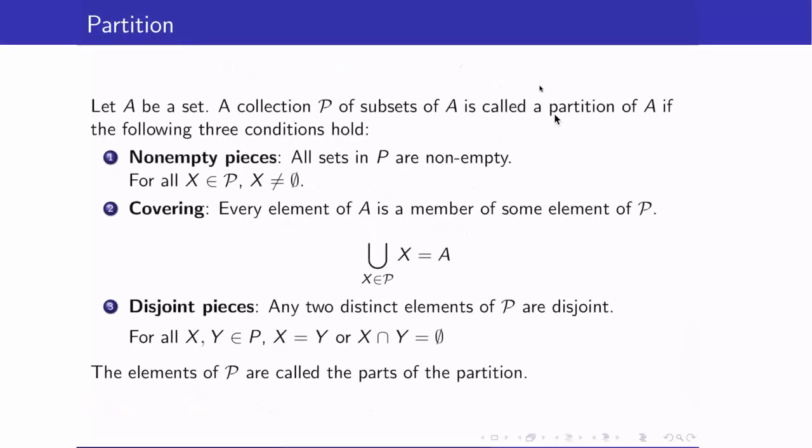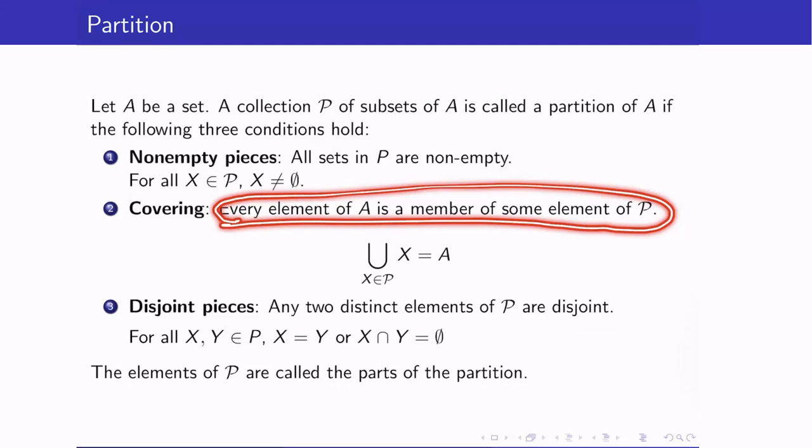Alright, before we proceed with our discussion, we will need to define partitions. Suppose that we have a set A and we have a collection of subsets of A. Let's call that script P. We say that it is a partition of A if it satisfies the following three conditions. First, all the sets in script P are non-empty. So mathematically, it means for all X in the partition, X is not empty. Next, the second one, covering. What does it say? Every element of A is a member of some element of P.